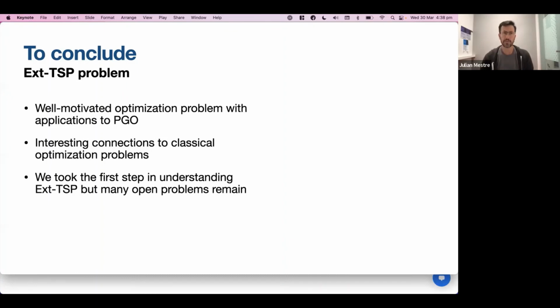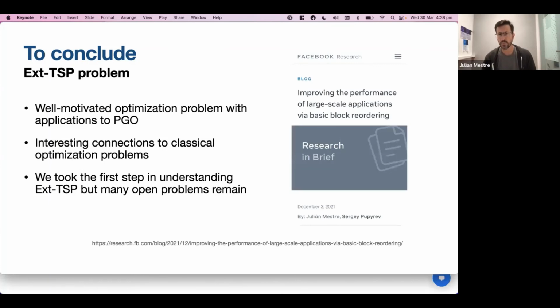If you want to learn a little bit more about the application of Ext-TSP to profile-guided optimization, last year we published a note in the Facebook research blog on this stuff, and it gives a little bit more background on the application. So you can easily Google it, basic block reordering, Facebook research, and you can find it.